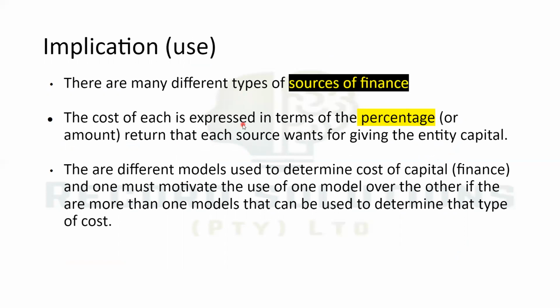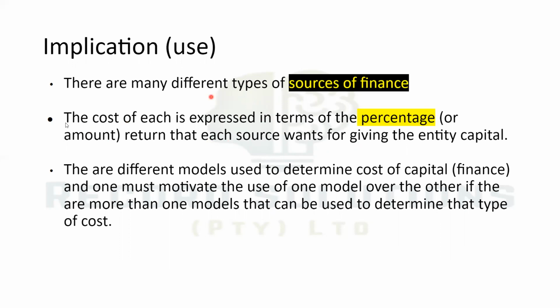There are many different types of sources of finance, and it depends on the question that they will ask you. There are various questions that they can ask you. They can ask you to calculate the cost of that particular finance, or ask you to calculate maybe the total WACC. Those are the two types of questions they can ask you based on this topic. So firstly, I'm going to deal with when they ask you to calculate the cost of that particular item, so not the WACC. After, I'll deal with the WACC.